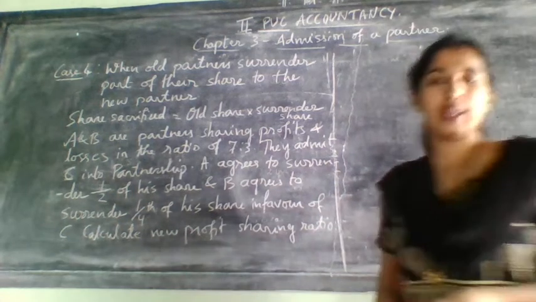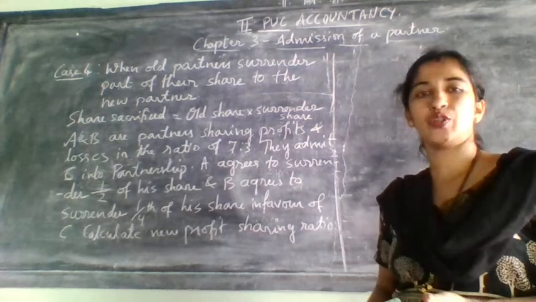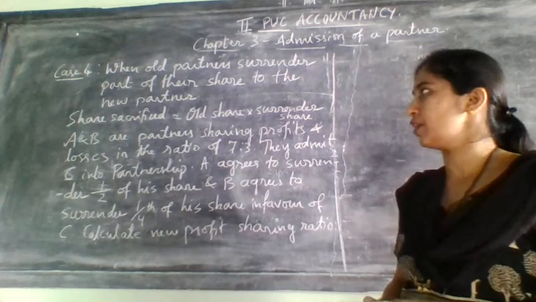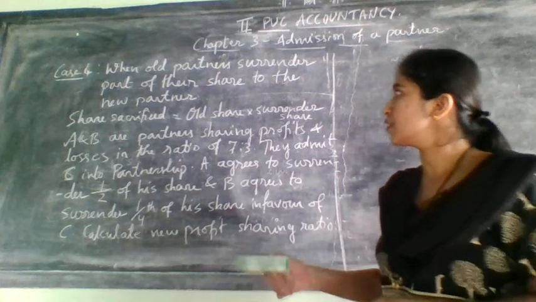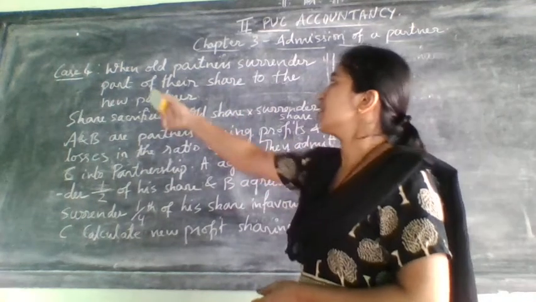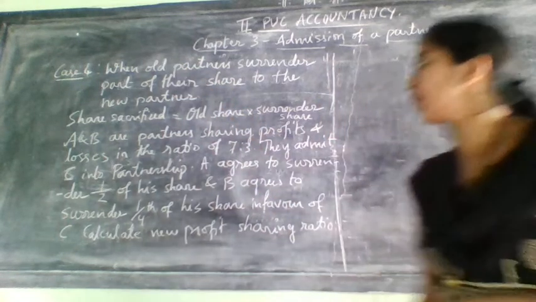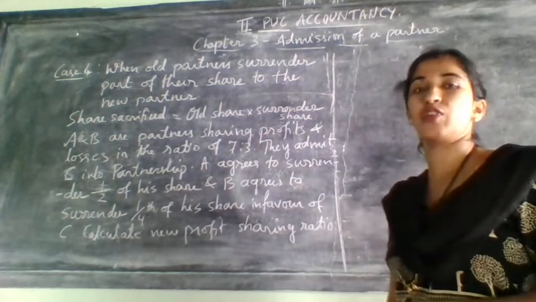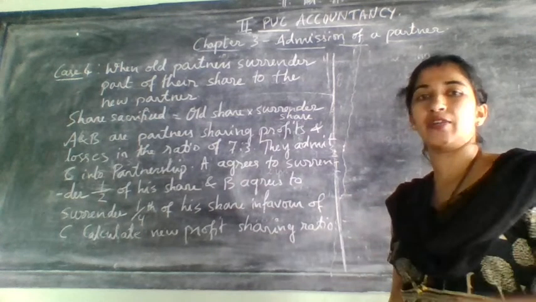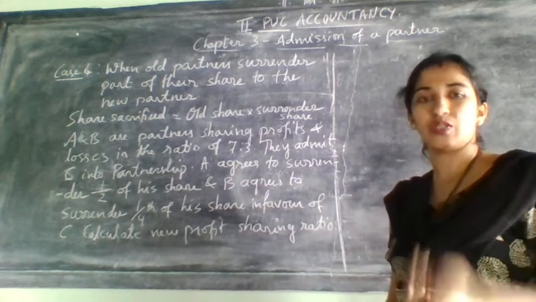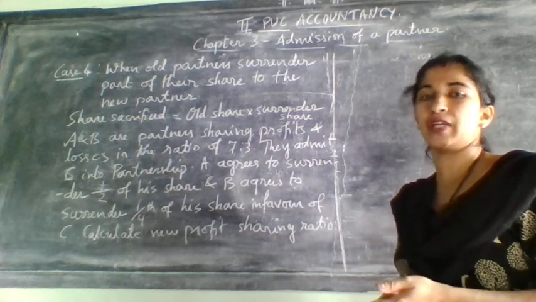This is case 4. In this case, they will give you the old ratio, and they will not give the new partner's share. Instead, they will give you the surrender part of the share of the old partners, and how much they will surrender towards the new partner. That means they will give you two things: one is the old ratio, and the other is the surrender part of the share of the old partners.